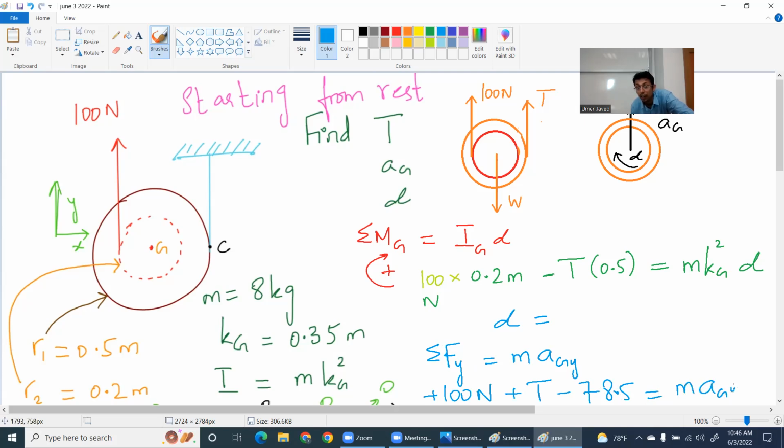m a_G y. This problem is really confusing now because I have three unknowns: tension, alpha, and a_G. What is a_G? Is a_G equal to 0.2 times alpha? a_G is 0.2 times alpha. I understand the question, but I will tell you it's not. a_G cannot be equal to.